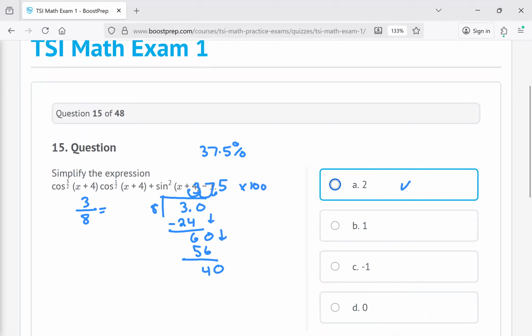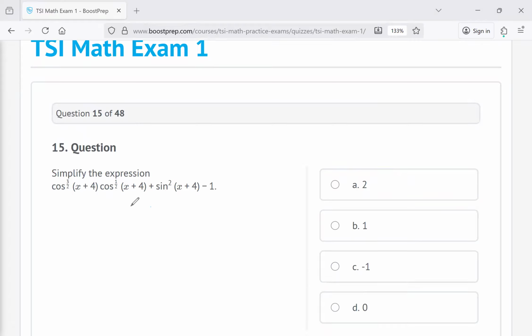Okay, here's another good one. This is a trig problem, so it can be a bit confusing if you haven't done trig, but I'll show you the steps. We have cosine of 3/2 times x plus 4 times, see how it's squished together, that means multiplication, cosine raised to the 1/2 of x plus 4, plus sine squared of x plus 4, minus 1. First, you simplify using the exponent rule. If you recall, when you're multiplying exponents, for example x^3 times x^2, you're really adding, so this is x^5.